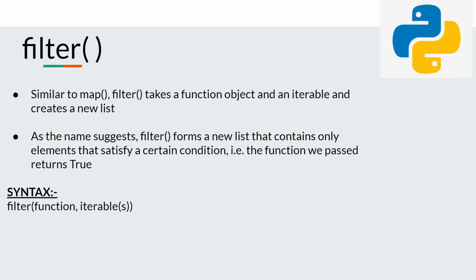As the name suggests, filter forms a new list that contains only elements that satisfy a certain condition. The function we passed returns a boolean value, which is true in this case. So here is the syntax for the filter function: filter, followed by parentheses, function, comma, iterables. Now let's do some examples on map and filter functions.